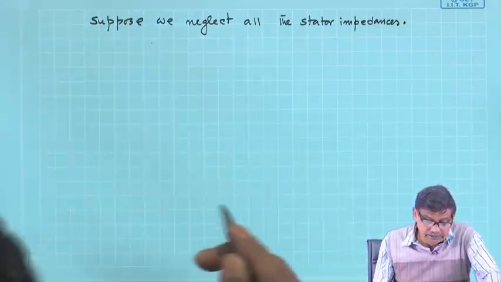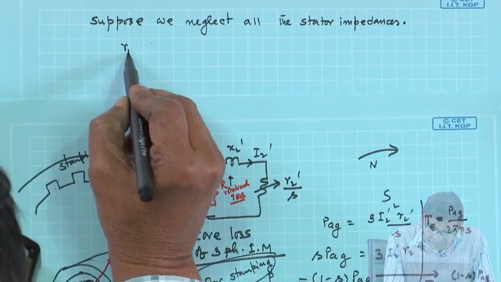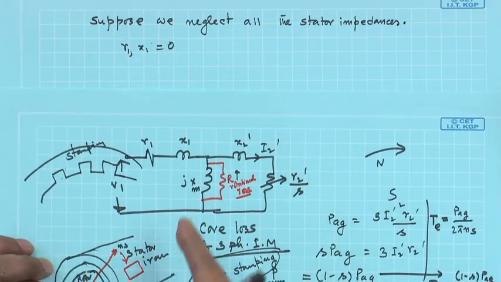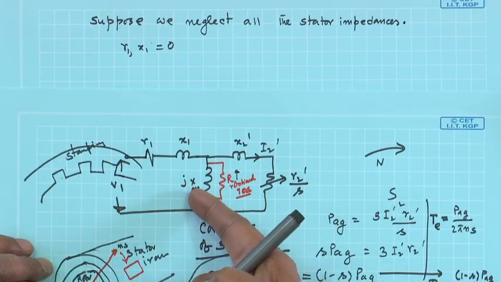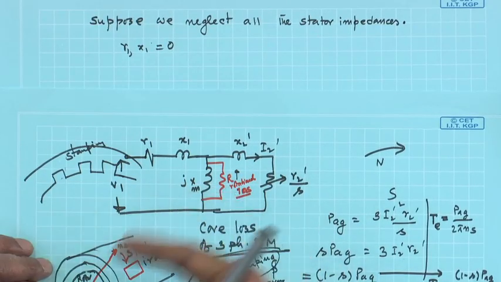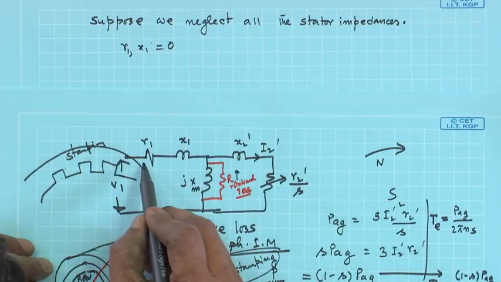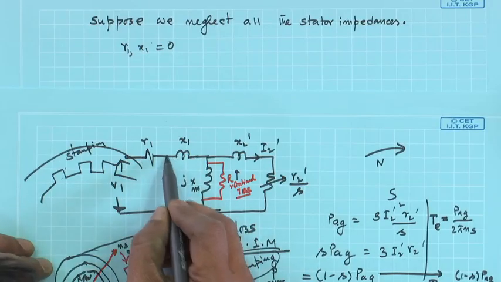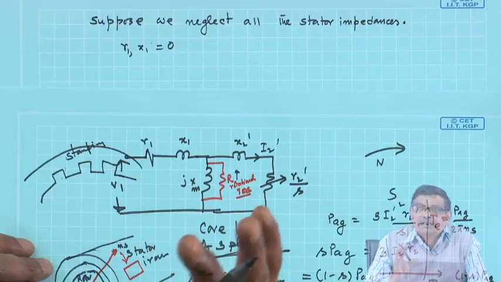What do I mean by this? That R1, X1 is 0, it is the stator, neglect them. X m and this rotational resistance, this is neglected means what? These are pretty high, you must understand. So, these are shorted then. So, R1, X1 0 means short, nothing is there, and about this parallel branch, open it.